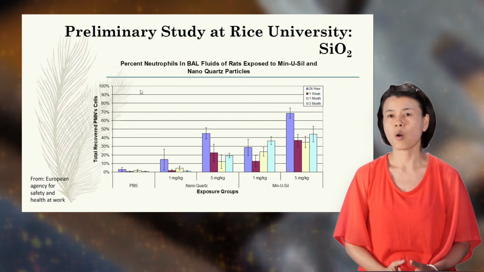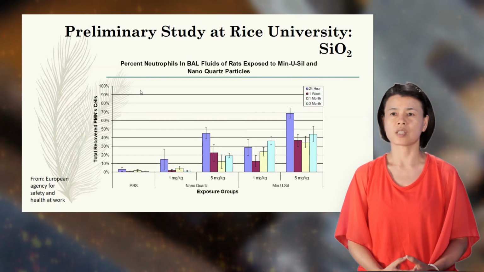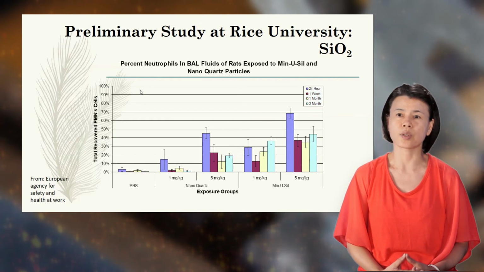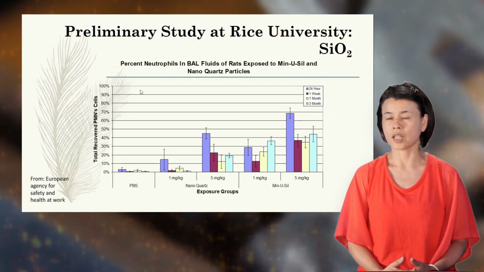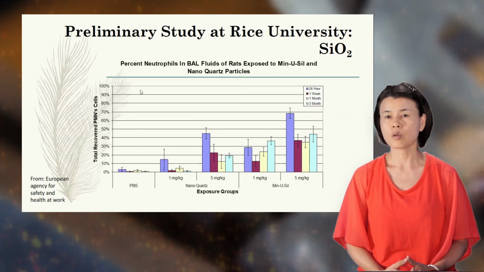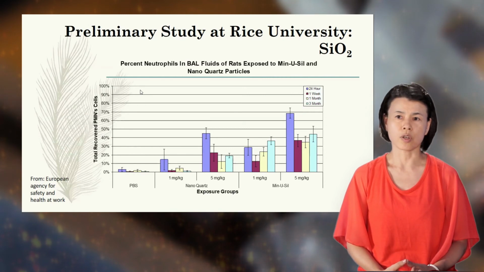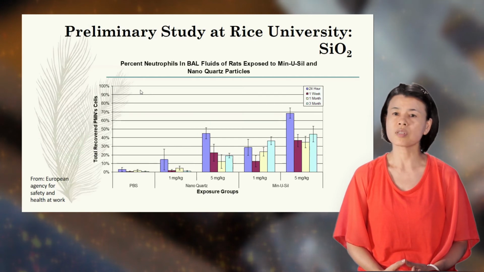You will remember that I said PBS is a buffer solution commonly used in biological research. We can just treat it like a pure liquid solution without nanomaterials. Then the second material, nanoquartz, is an artificial nanomaterial of silicon dioxide. Nanoquartz is manufactured by human beings. The other material, mu-UCl, is fine-ground silicon dioxide. Mu-UCl is a natural nanomaterial.